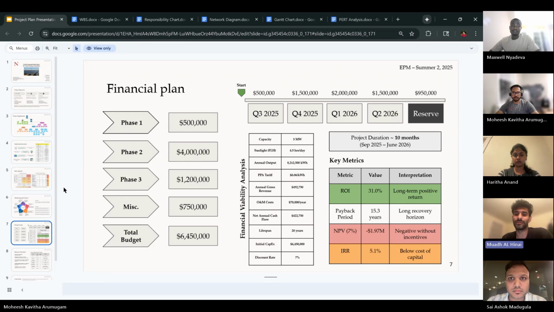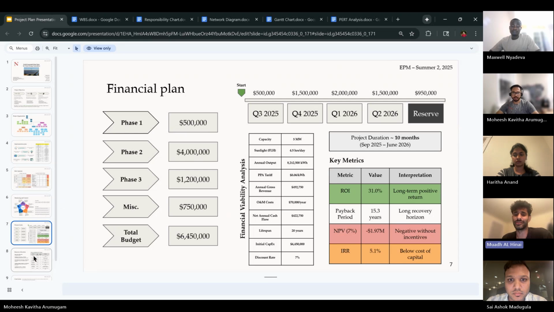On the revenue side, the solar farm's 5 megawatt capacity, operating on an average of 4.5 full load hours per day, will generate 8.2 gigawatt hours annually at a tariff of 0.06 per kilowatt hour. This translates into a 493,000 annual revenue. After accounting for approximately 70,000 in operation and maintenance, the net annual cash flow comes to 123,000. From a financial perspective, the project delivers a 31% ROI, a 15-year payback period with a 7% discount rate, and an IRR of 5.1%. The financial outlook looks strong in the long term.